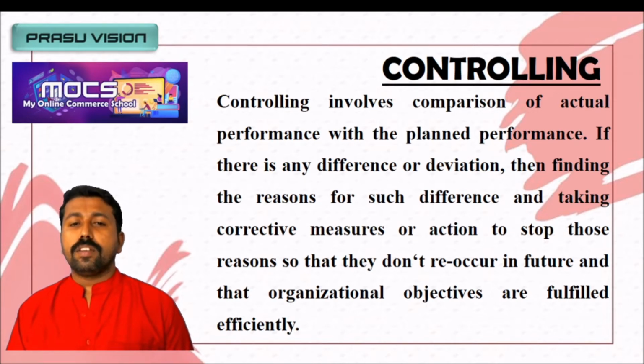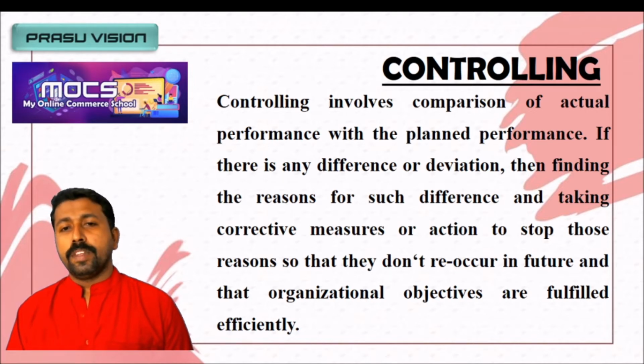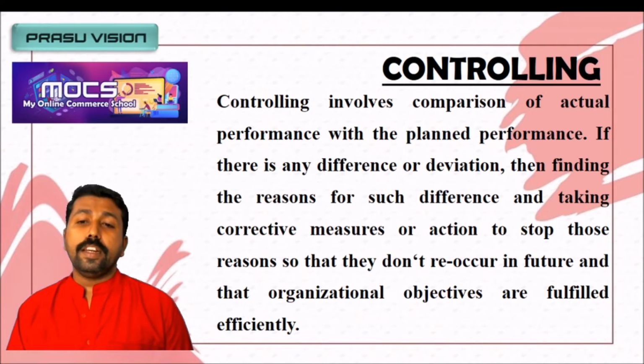If there is any difference or deviation, then we find the reason for such difference. So controlling involves comparison of actual performance with the planned performance or standards. Then we have to find out the deviation, the variation from the plans, whether it is increasing or decreasing. Is there any higher difference or not? Whether it is undertaken as per the plans. So we have to find out the difference and take corrective measures or actions to stop those reasons so that they do not reoccur in future.